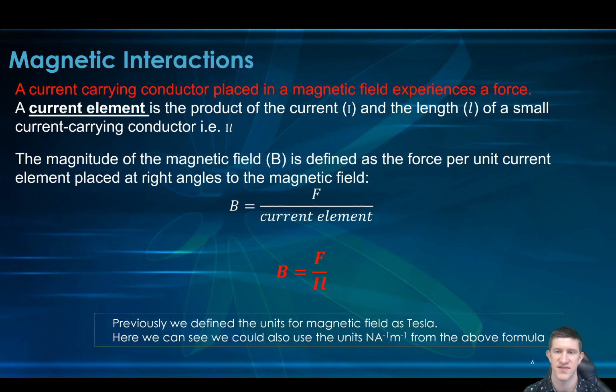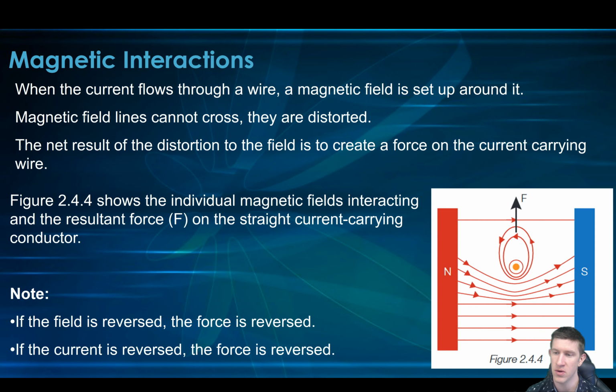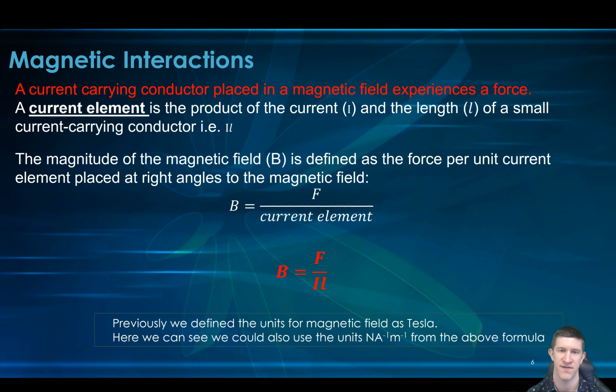An important sentence from this concept is that a current carrying conductor placed in a magnetic field experiences a force. That is the fundamental concept that everything we're talking about in this lesson is based upon. It's based on that image from before, talking about the fact that these magnetic fields will interact, they won't cross, and therefore as a result you'll have a force pushing on it.